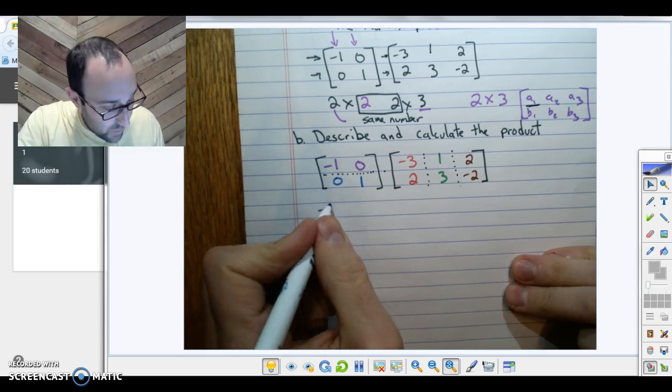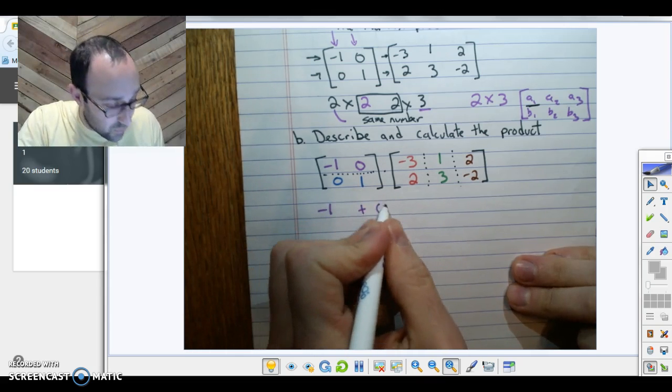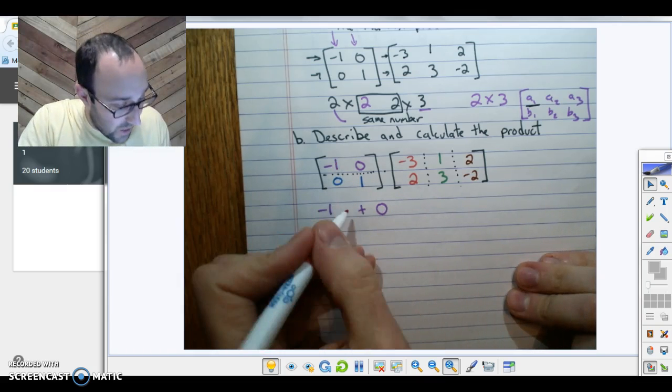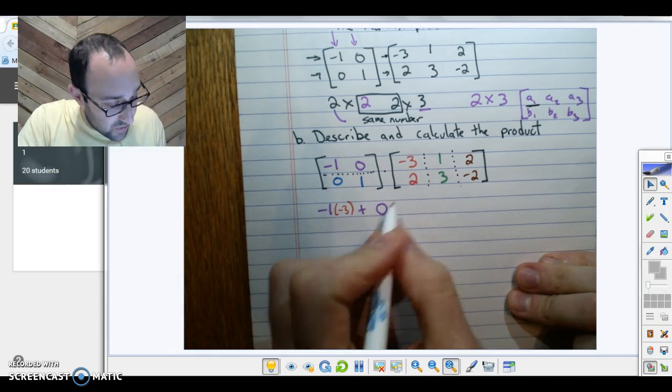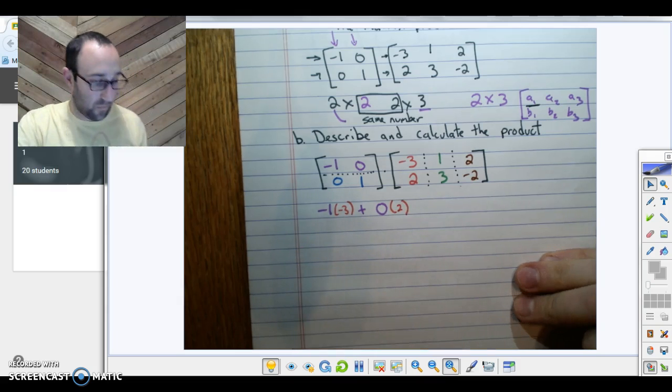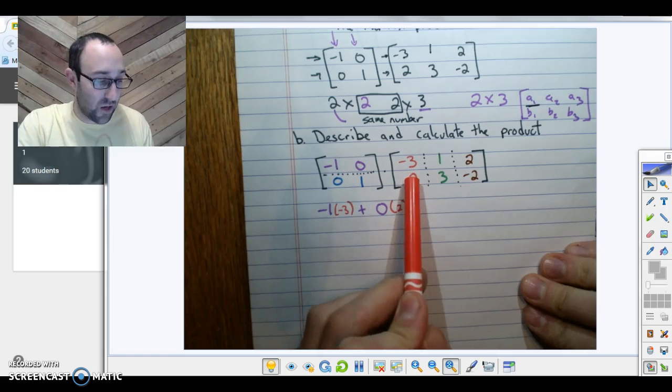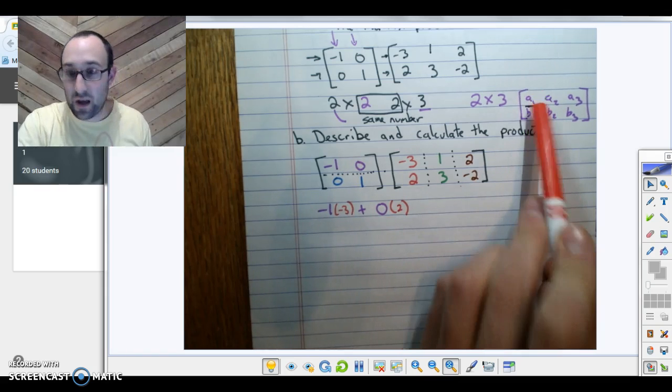So it's going to be -1 plus 0, and I'm just doing this so I can save some time with the colors. It's going to be -1 times -3 plus 0 times 2. Okay, so -1 times -3, 0 times 2. That's the first spot, A1.